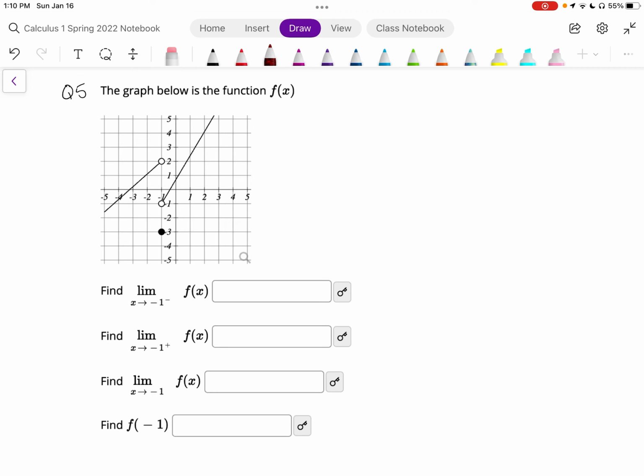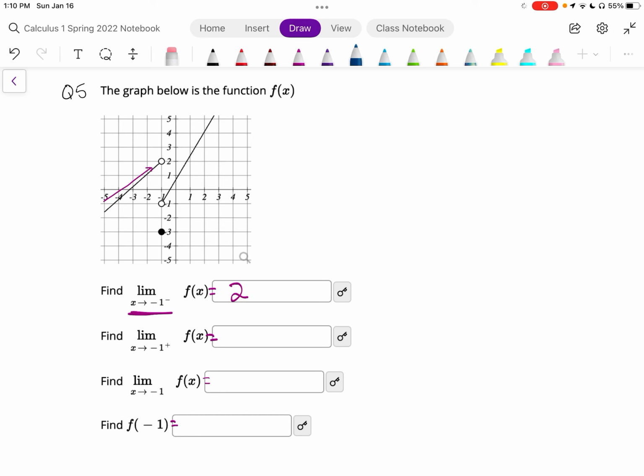Okay, so another type of problem. Question 5, if you had problems with this, I'll talk you through it. So we've got all sorts of stuff going on here. We've got a removable discontinuity right down here, and we've got a jump discontinuity right here. So this is our function, so we're supposed to find the limit as x approaches -1 from the left. Well, where's -1? -1 is right here, so I'm coming in from the left. So that means I'm going to be coming up the curve like that. And what y value am I approaching? I'm approaching 2. All right, so that is what you do coming from the left.